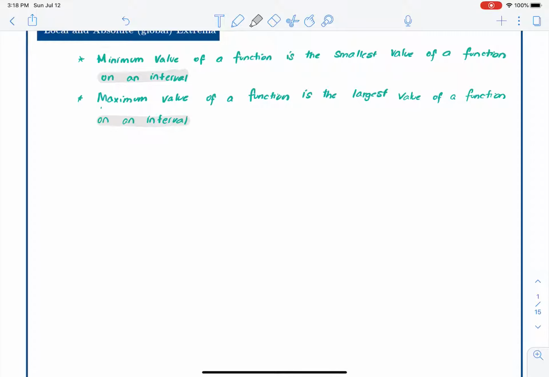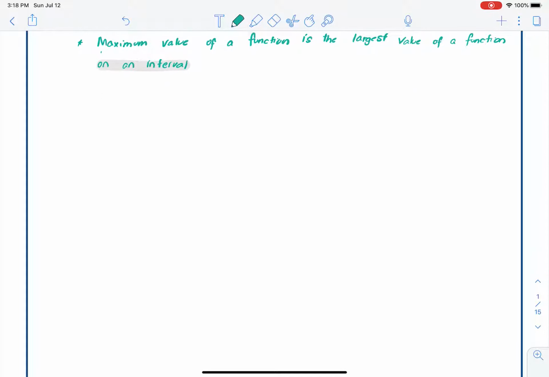Now, the reason why I changed the phrasing here from the domain to on an interval is because if we look at a function in its domain, then there could be more than one minimum value. There could be more than one maximum value in the entire domain. So the plural for minimum values is minima, and the plural for maximum values is maxima.